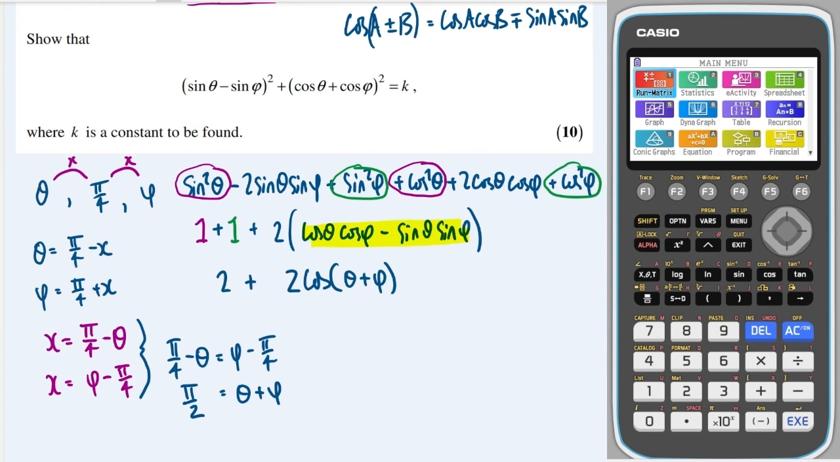Okay, great. So now I can finish off my expansion here. I can get 2 plus 2 lots of cos, and theta plus phi is pi over 2. And cos of pi over 2 is the same as cos of 90, which is 0. So this just gives me 2. So therefore the constant k is equal to 2.